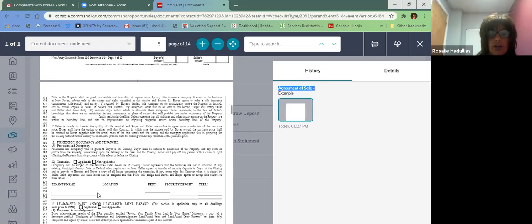Okay, you've got to make sure you tell your buyers if they're buying a house with a tenant in it and there's an active lease, they have to honor that lease. They can't just go in there and tell the tenants once they buy it that they have to leave.